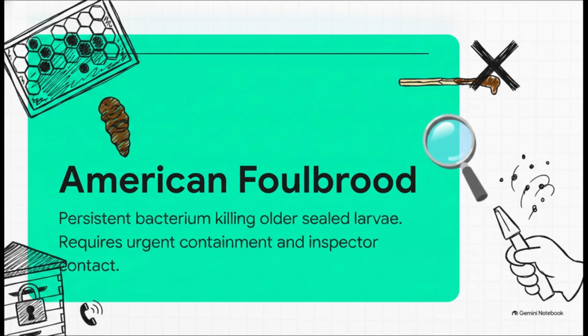And here's a massive rule for you. Never use the matchstick ropiness test on every single suspicious cell. Doing that is a surefire way to spread those highly persistent spores across your comb and your tools.